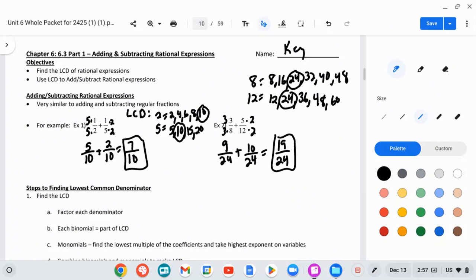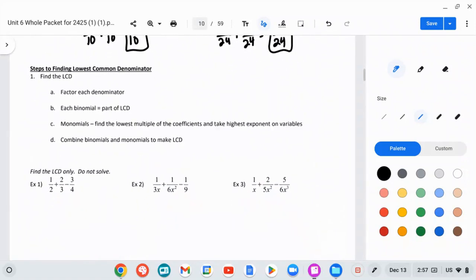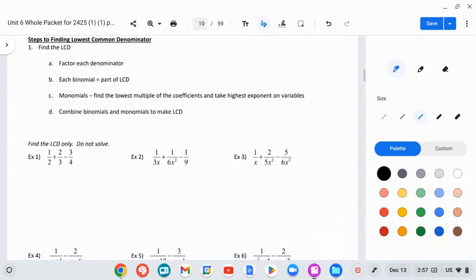So that's just a review of what you know at this point. Now we're going to possibly get into some pieces that you might not know. The first piece is just finding the LCD. This first example is an easy one because it's only numbers. So we do the same thing that we just did. Multiply out 2, 3, and 4 and see what number it hits first.